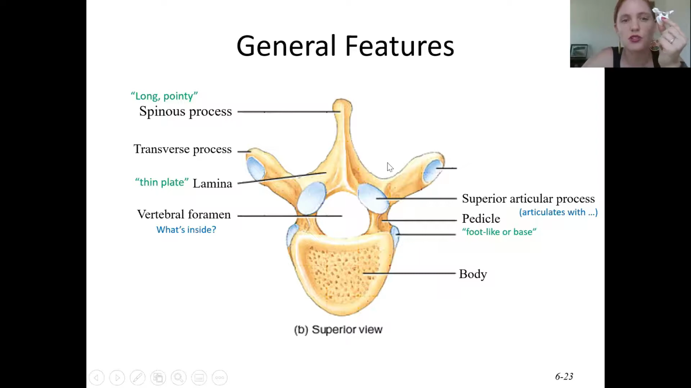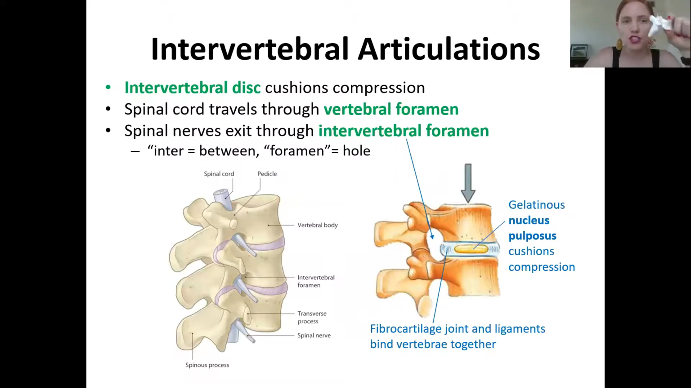Now, another thing that you should notice is all of the vertebrae are going to have a big hole in the middle. What was the general term for hole? Foramen, however you want to pronounce that. So this right here is a big hole in the vertebrae. This is going to be the vertebral foramen. So what would run right down in that vertebral foramen? That's where you're going to have the spinal cord.